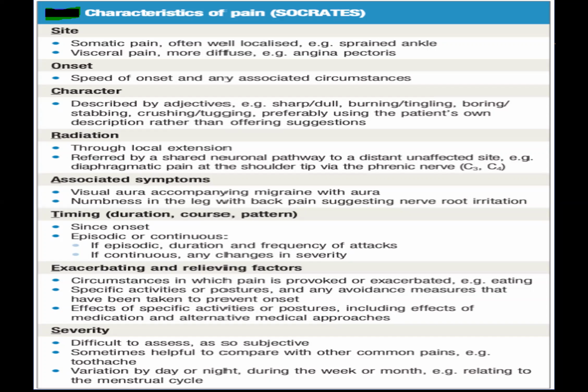Onset, the speed of onset and any associated circumstances. The character described by adjectives, example, whether the pain is sharp, dull, burning, tingling, boring, stabbing, crushing, tugging, preferably using the patient's own description rather than offering suggestions. This means by the patient's own words, how he or she describes the character of pain, and not to suggest to them whether he or she has such or that pain.